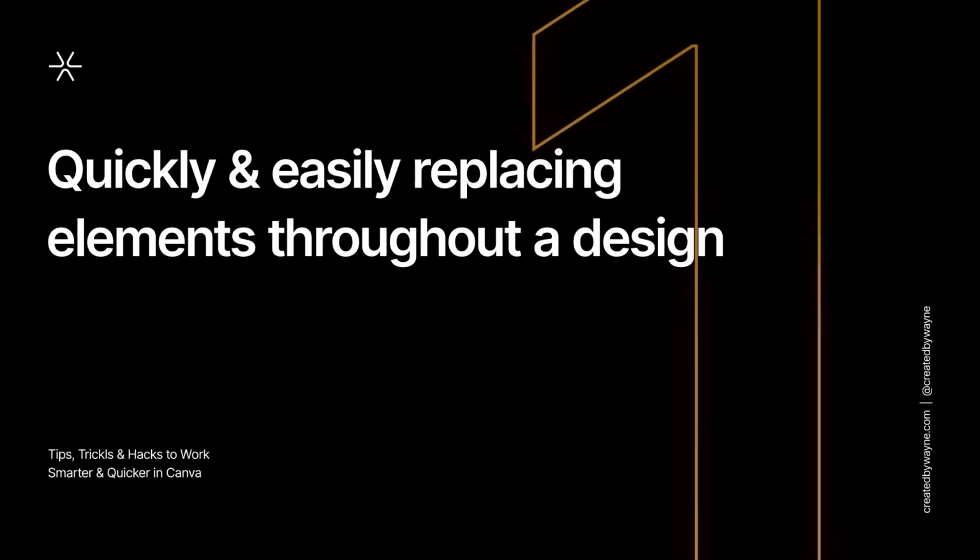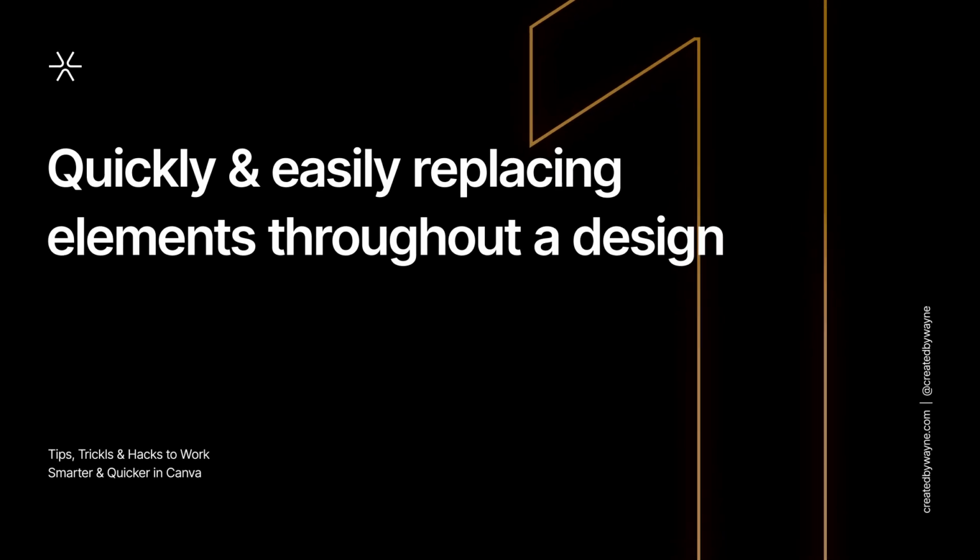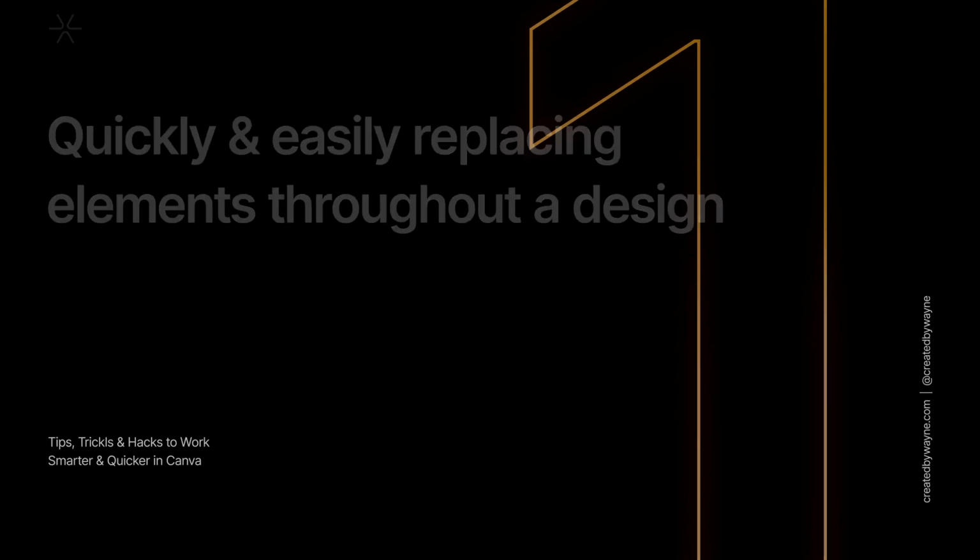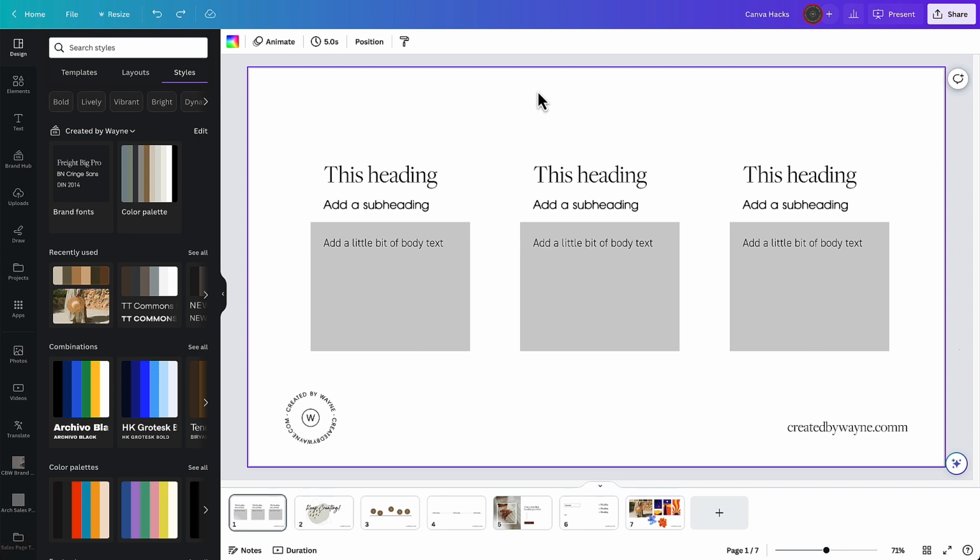So the first thing I wanted to go through was just showing you different ways to swap things out or change things over so that you can make changes all at once that work across your presentation or design. Here I'm just working in a presentation and I've got a few elements that I've put in. And the first I wanted to show you was how to just change text throughout the whole document.